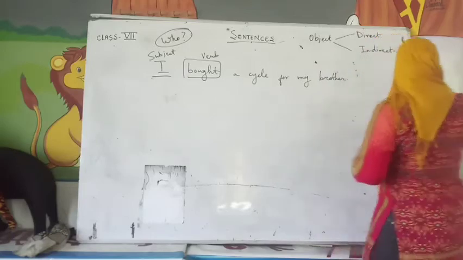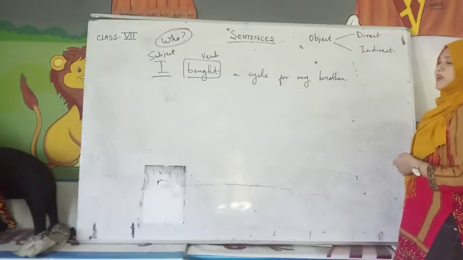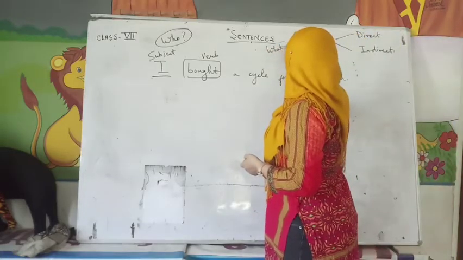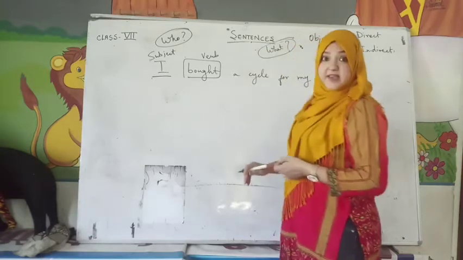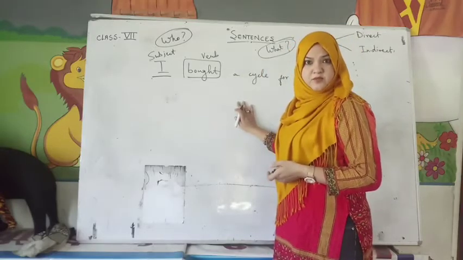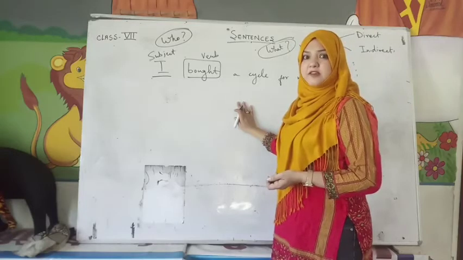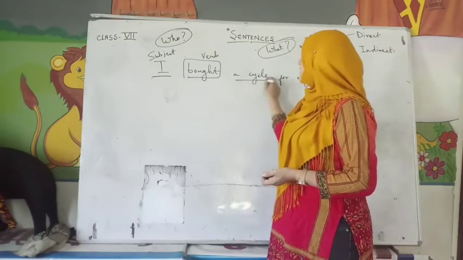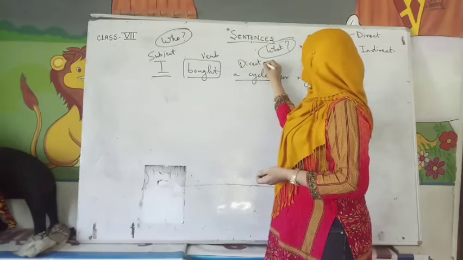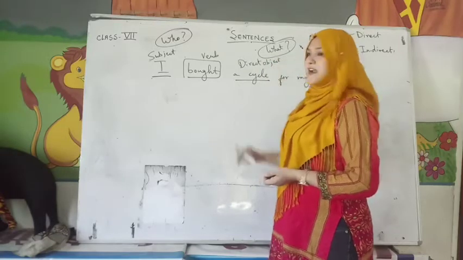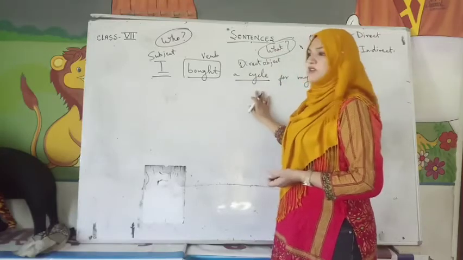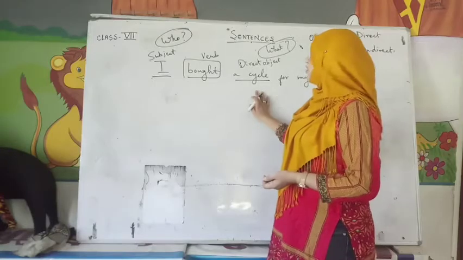Now to find direct object, we ask the question what. ठीक है? We ask the question what. Again, we'll ask the question to the verb. What did I buy? क्या खरीदा मैंने? So the answer is cycle. A cycle. So a cycle is direct object. Understood? So direct object के लिए क्या पूछना है? क्या? What? What did I buy? So that is cycle. Now you got the direct object.